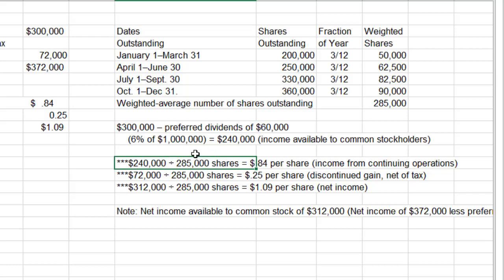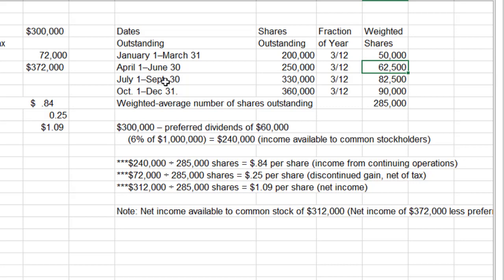So how did we get this 285? Well, from January until March 31st, so January, February, March, 3 months, we had the 200,000 shares that we had initially been given. However, they said that as of April 1st, they had an additional 50,000 shares. So now from April until the end of June, instead of 200,000, they had 250,000 shares. So we need to give those 250 a different weight. So that's 3 months, April, May, June. So the weighted shares they had for January through March, 50,000. The weighted shares they had from April through June, 62,500.